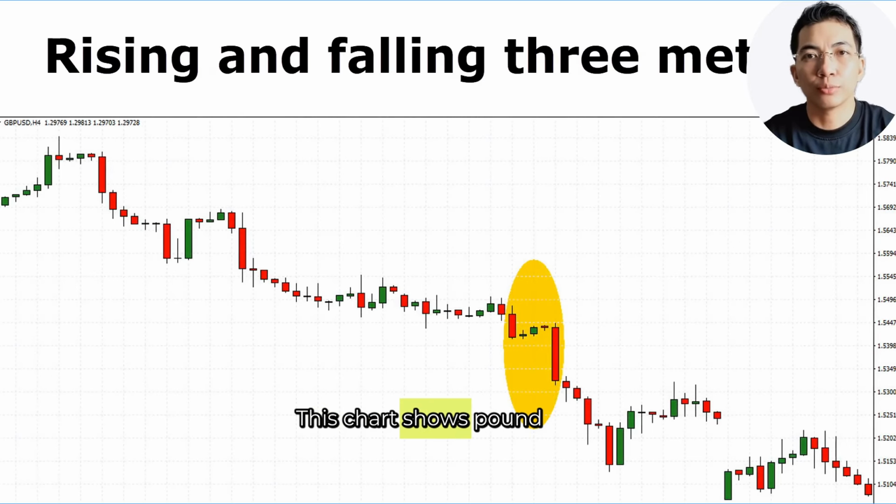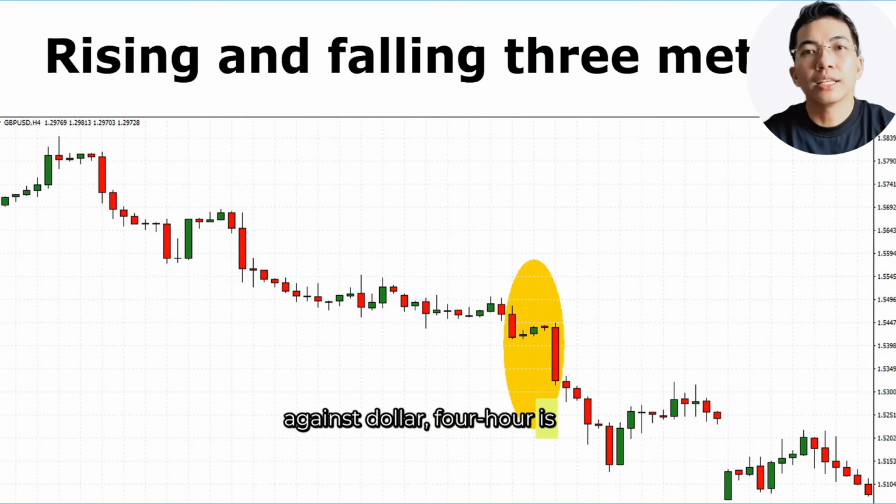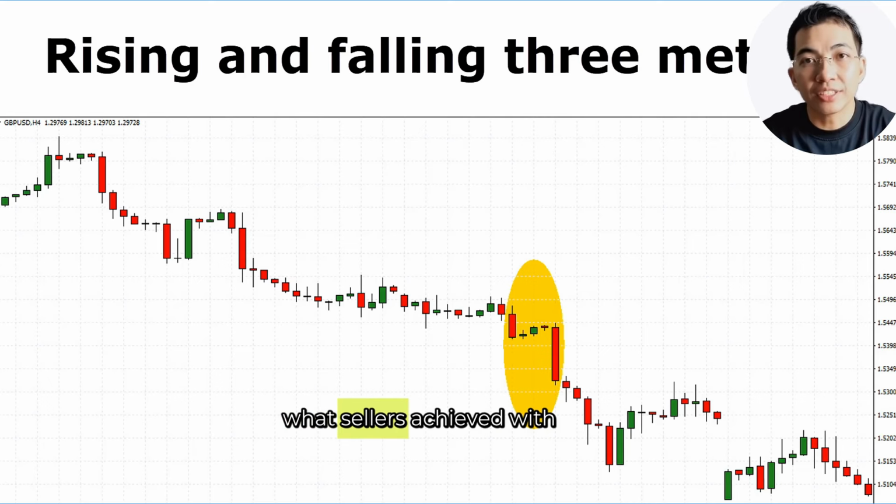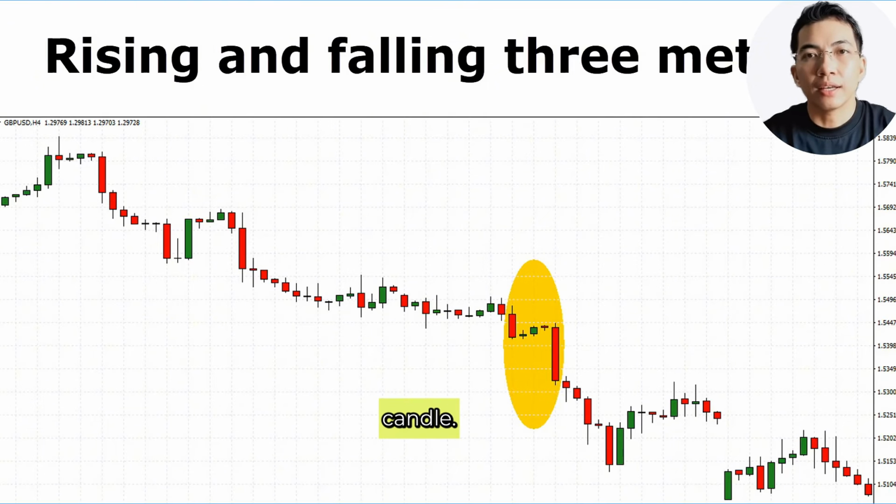This chart shows pound against dollar, 4 hours is the time frame. This is a perfect example of a falling 3 method. We can see that the first candle confirms the downtrend, then we have 3 small candles within the range of the first candle. This shows that what buyers achieved in 3 sessions is less than what sellers achieved with just 1 session, that is the first candle. Last candle of this pattern shows that sellers are again on the market, pushing the price down, so the downtrend continues.